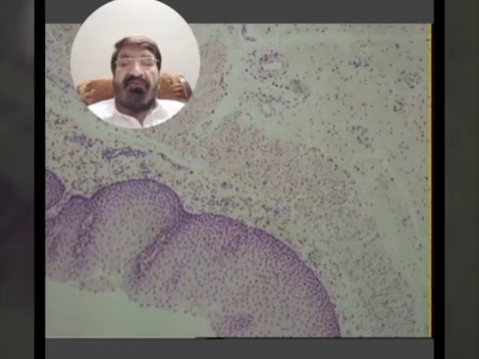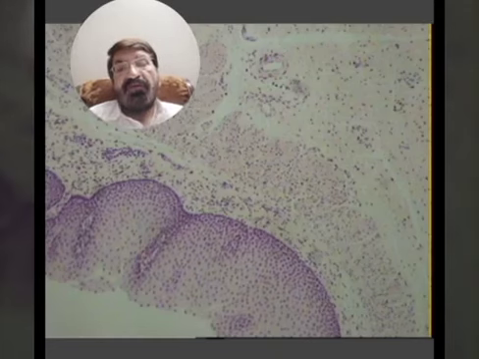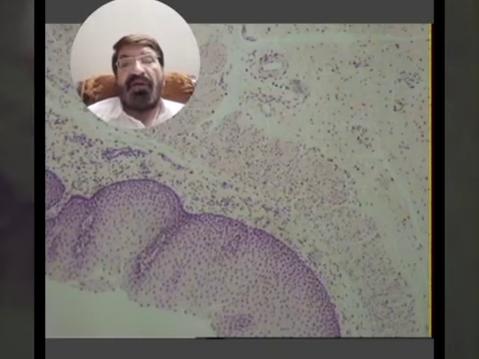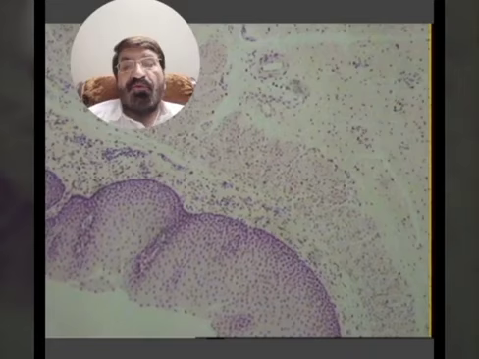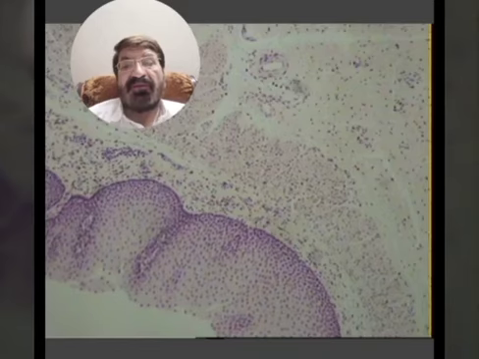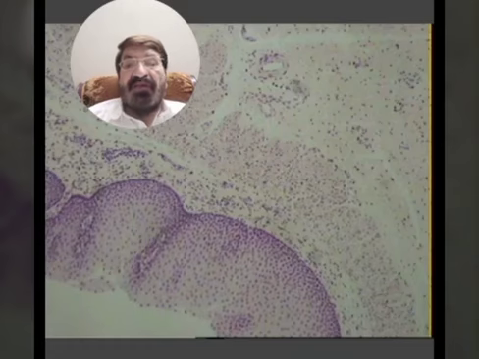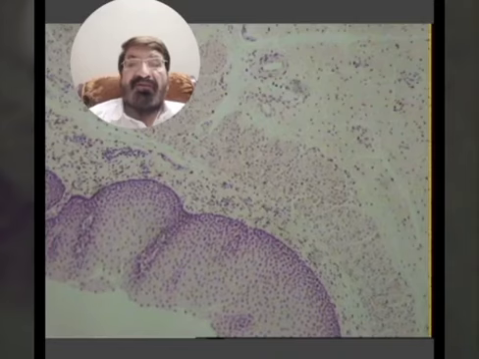So now look below this: this is the lamina propria. Lamina propria is nothing but loose areolar connective tissue, consisting of collagen fibers. There are bundles of collagen fibers, red in color. Then we have the elastic fibers. There are a lot of blood vessels, lymphocytes, plasma cells and mast cells.